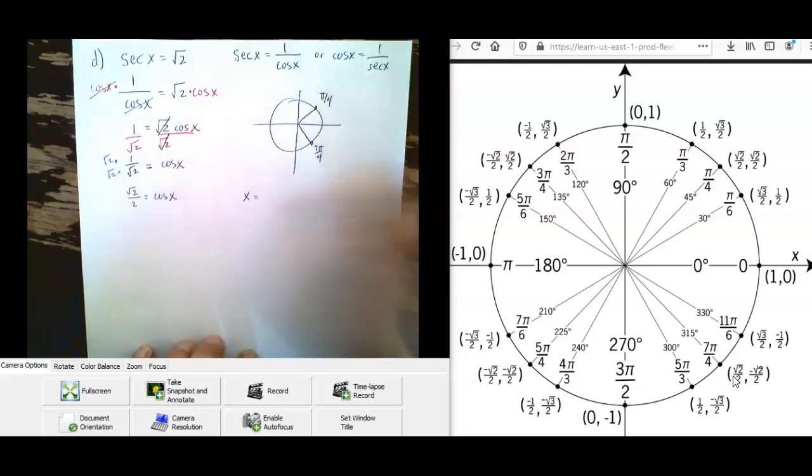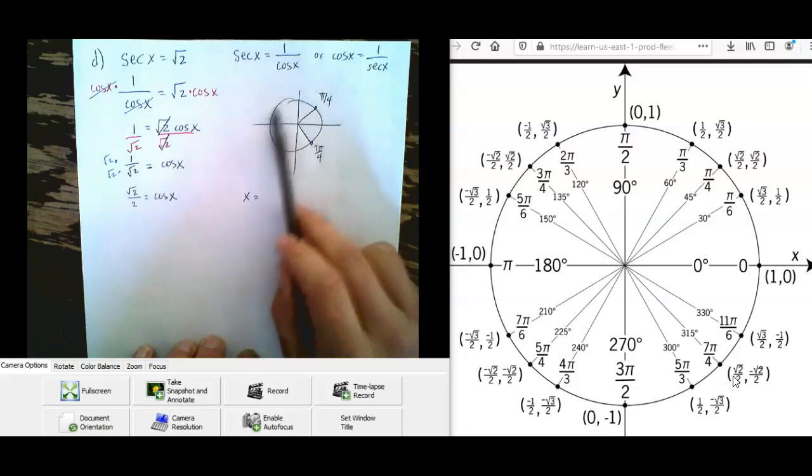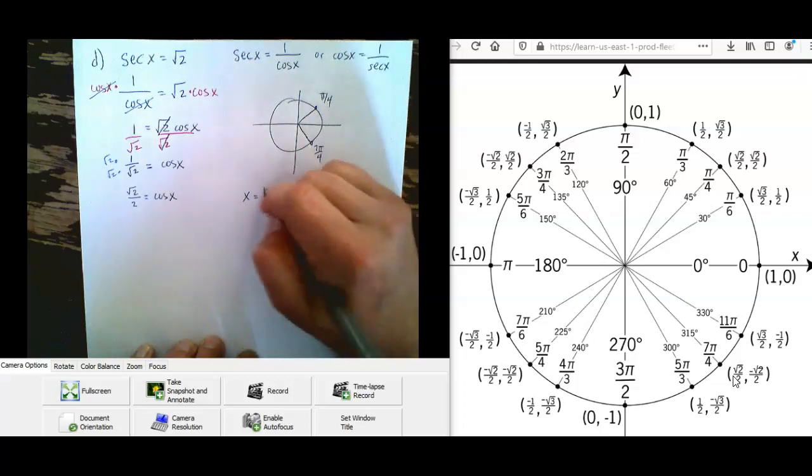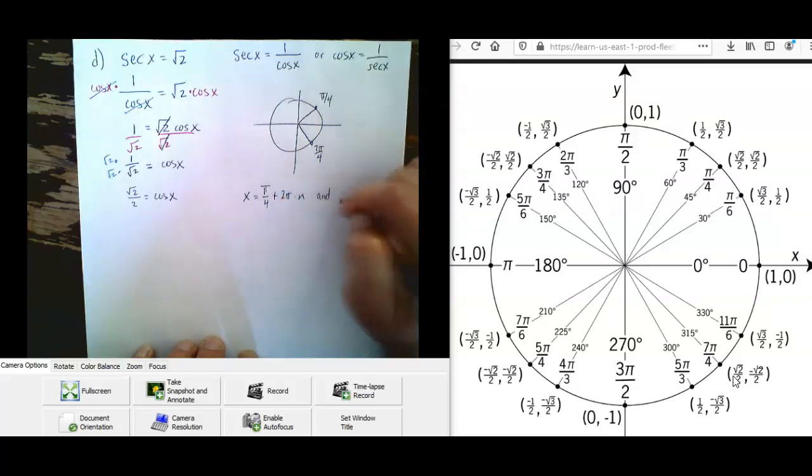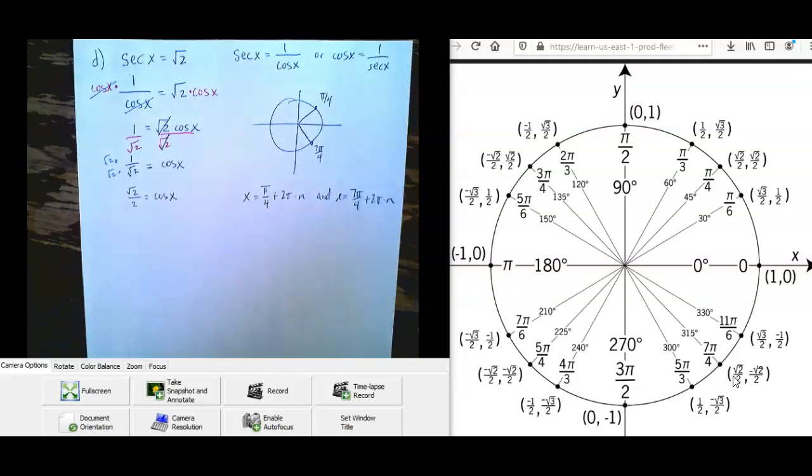Therefore, x is equal to, now we have to add 2 pi to get back to each, so we can separate this. It's pi over 4 plus 2 pi times n, and x equals 7 pi over 4 plus 2 pi times n. These are our solutions to this problem. Okay. So you can see that these simple trigonometric identities are very useful when we're solving these things. So if you're ever faced with a secant, cosecant, tangent, or cotangent, we try to utilize these identities to solve the equation. Okay?